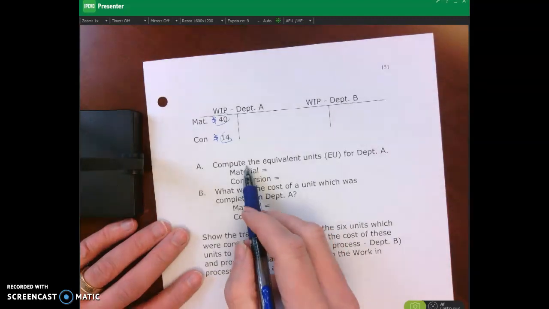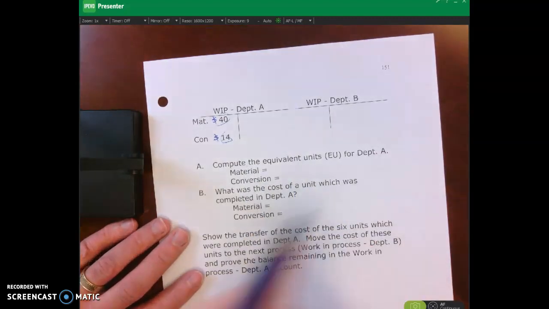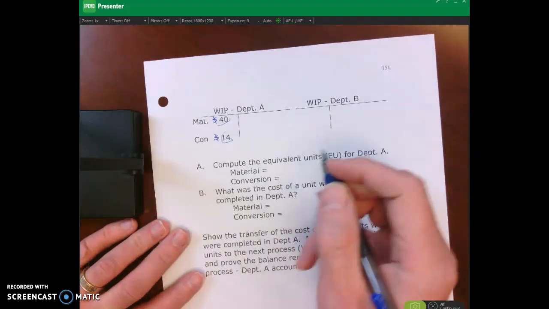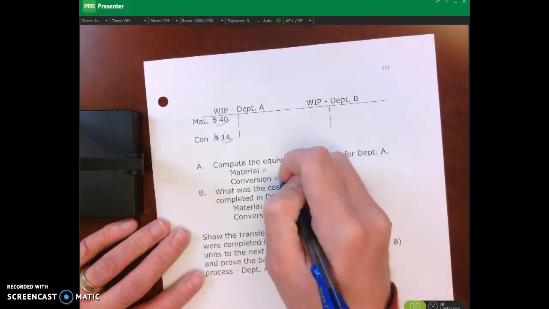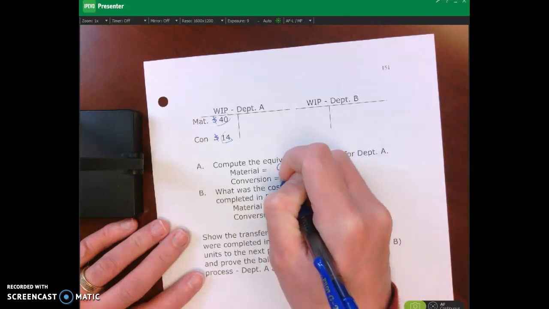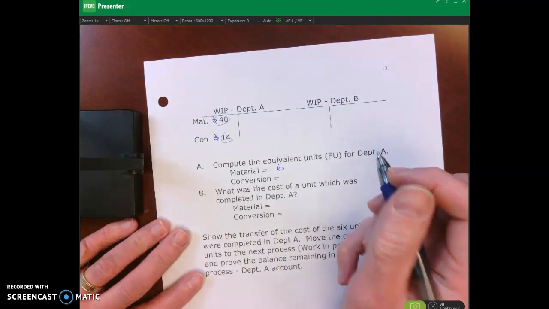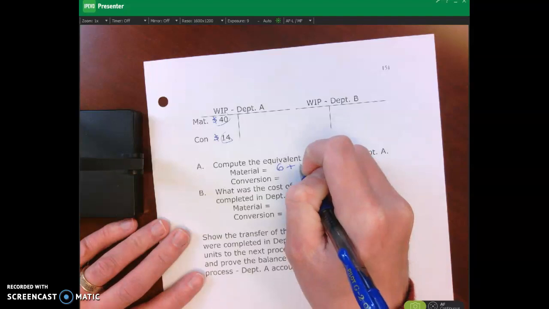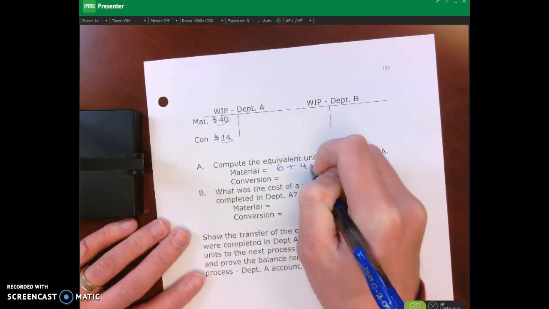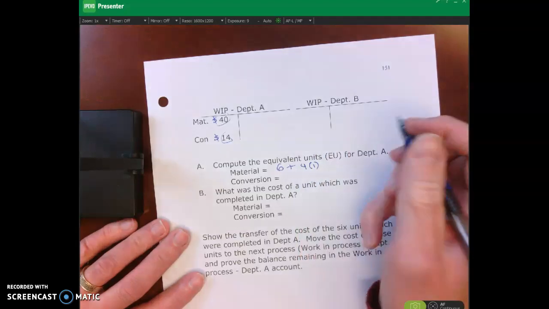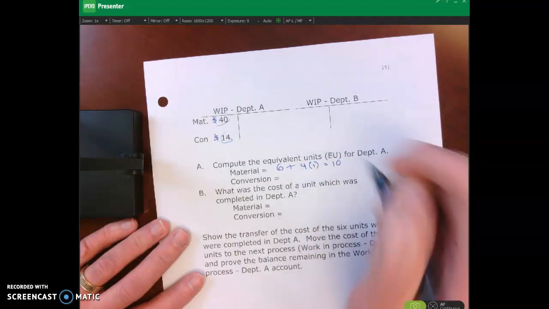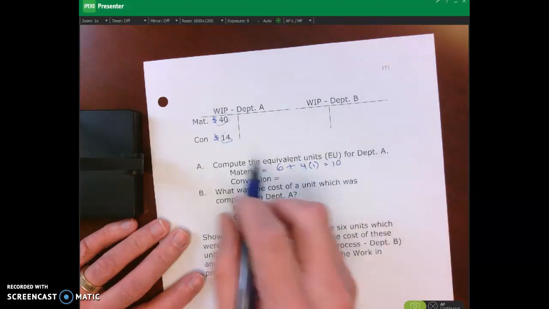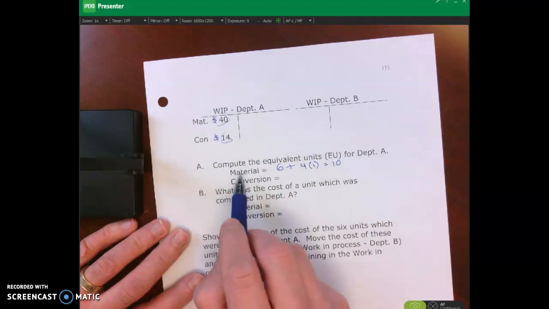Okay? So the first thing is we're going to compute the equivalent full units for Department A, equivalent units. How do we do that? We take the number of units that we completed, which we were told was 6, plus equivalent full units in ending WIP. There are 4 units in ending WIP, and they are 100% complete, so multiply times 1 gives us 10. 10 equivalent units, which will be our denominator for calculating our cost per unit with respect to materials.